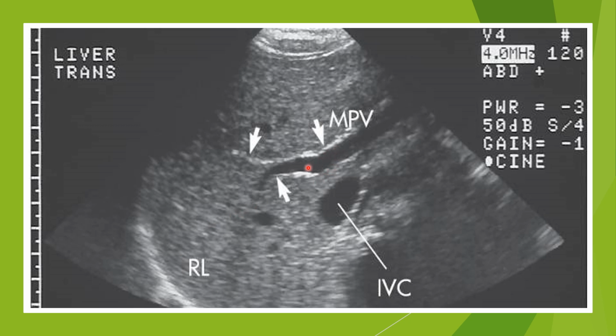We want to see that main portal vein branching into the right anterior and right posterior portal veins. The IVC may be in the picture here. And here we've got the diaphragm over here. We know we're at a mid because we can see that portal vein.